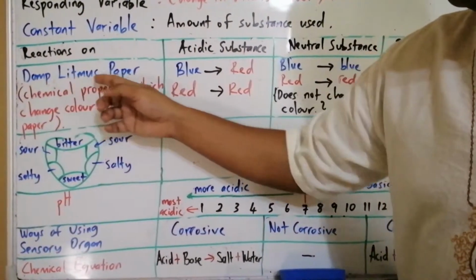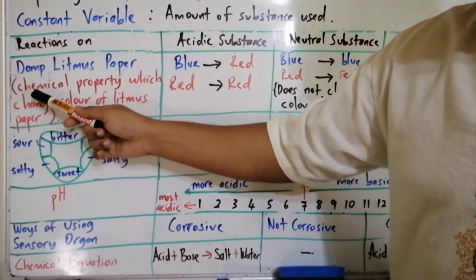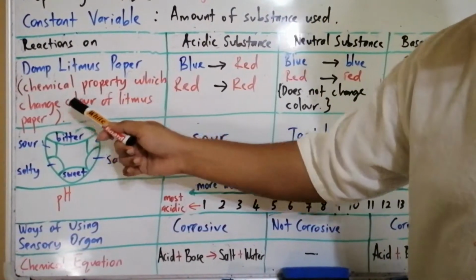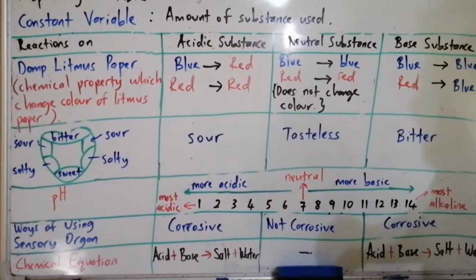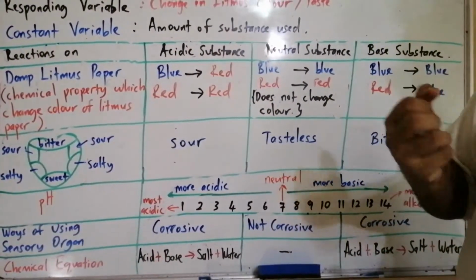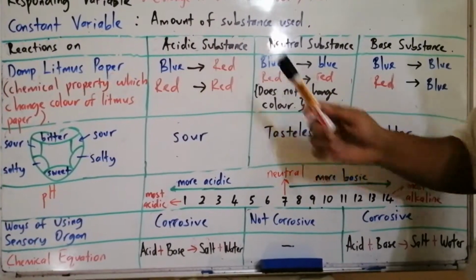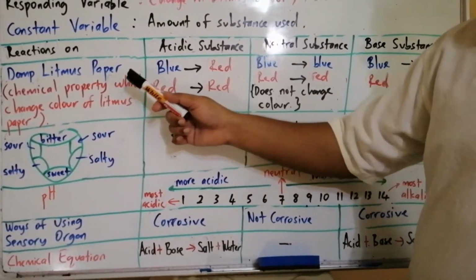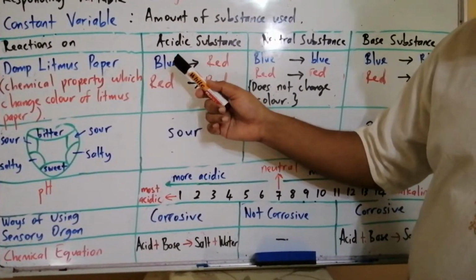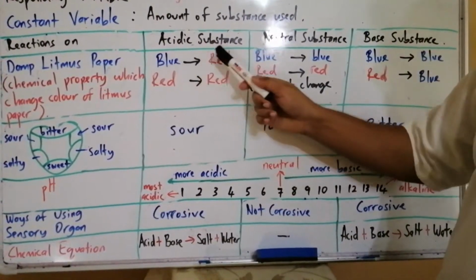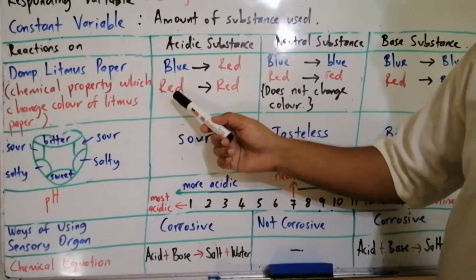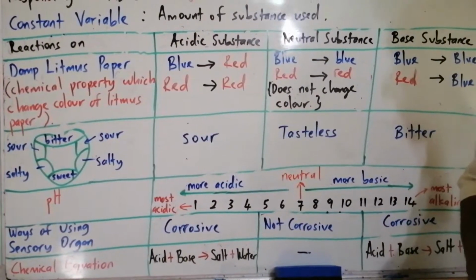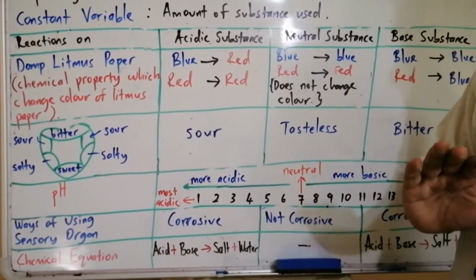Normally we use litmus paper. This chemical property will change the color of litmus paper. Litmus paper will actually change color to show the chemical property of the substance. For example, for an acidic substance, if you use damp blue litmus paper, it will turn red if the substance is acidic. But if you use damp red litmus paper, it will remain red.